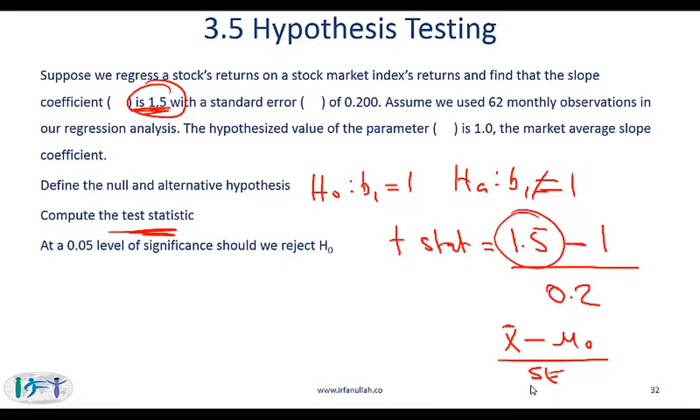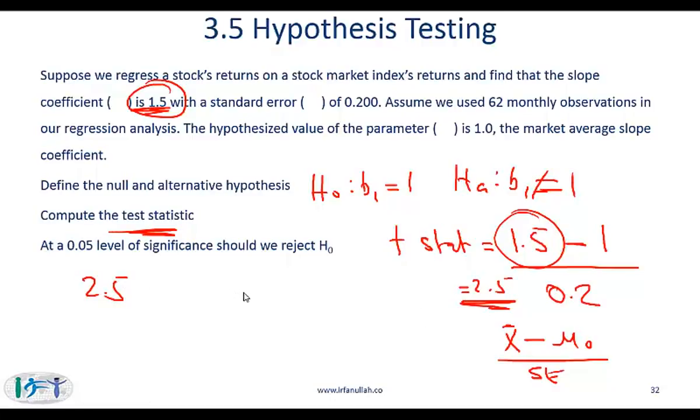Okay, this standard error was s over root n, but I won't go into that right now since the standard error is given. There'll be more on this in the next reading. So this is our t-stat. What is the value of our t-stat then? So our test statistic is 2.5. What do we compare this with?